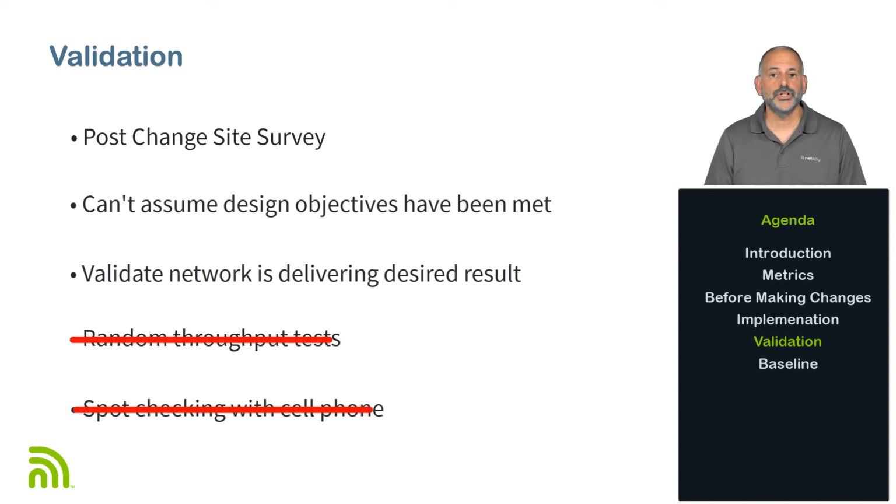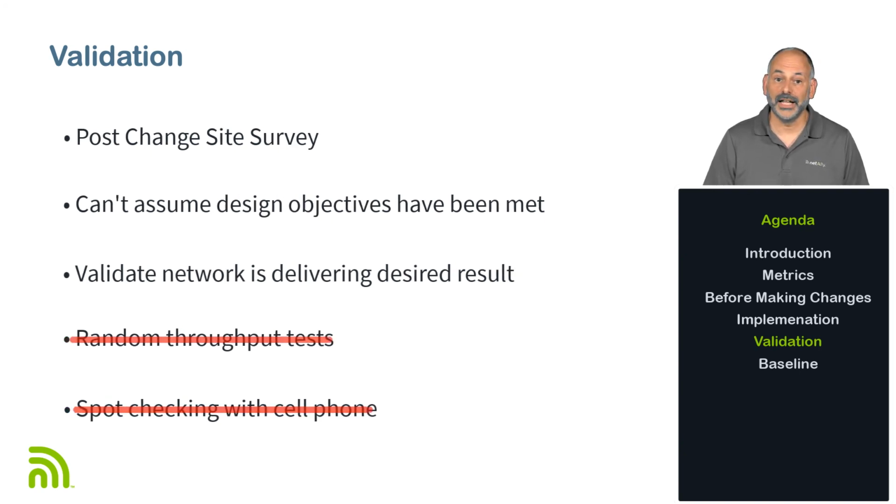Things could have changed during the design and implementation. While we have control over our environment, neighboring networks could have changed. If during the validation survey we find that changes need to be made, we can make those changes and repeat the validation. This process is repeated until all objectives have been met and validated.